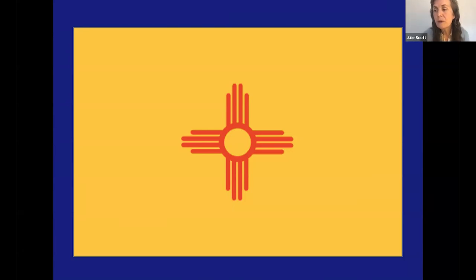And the Zia people also believe that with life came four sacred obligations: development of a strong body, a clear mind, a pure spirit, and devotion to the welfare of others. And all of these things are bound together within the circle of life. So again, this is the current flag of the state of New Mexico. And this isn't without controversy. Some people don't appreciate that this sacred image was appropriated for the state flag. And others believe that it honors this ancient tradition.